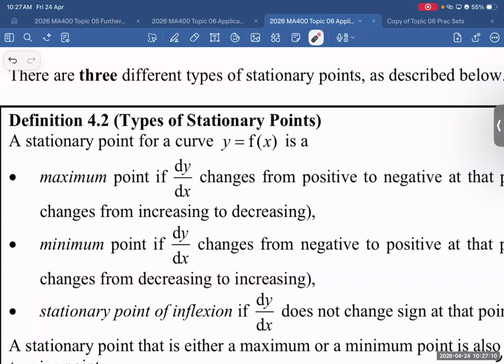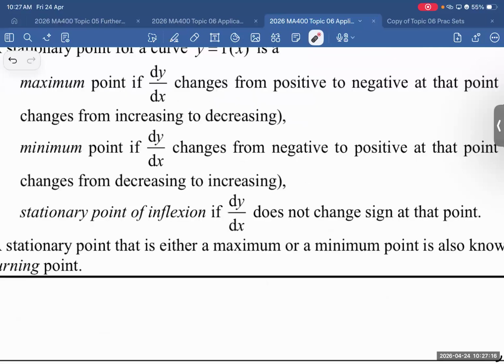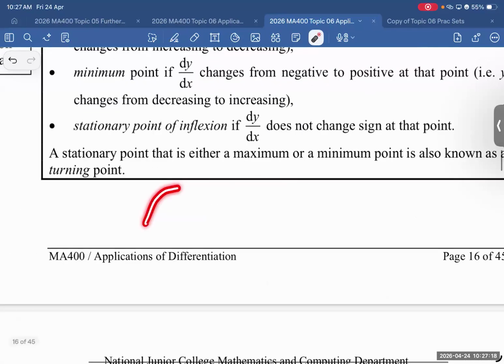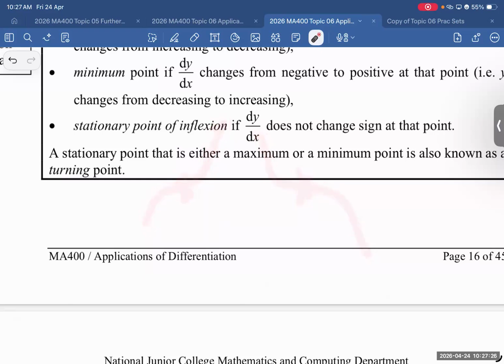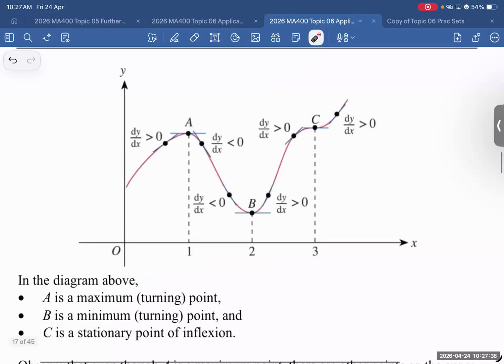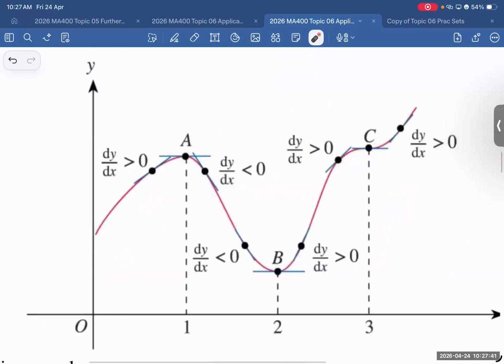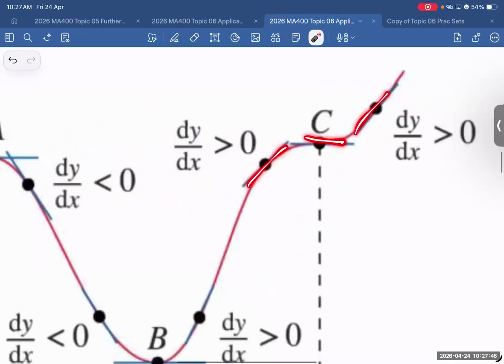Now, what is the point of inflection? It's basically like a pit stop when you're climbing the mountain. It either looks something like that, or like this. In our syllabus, we will only learn stationary points of inflection. We will not learn non-stationary points of inflection. So A is a maximum point, B is a minimum, C is an inflection. For C, you can see that the gradient doesn't change.